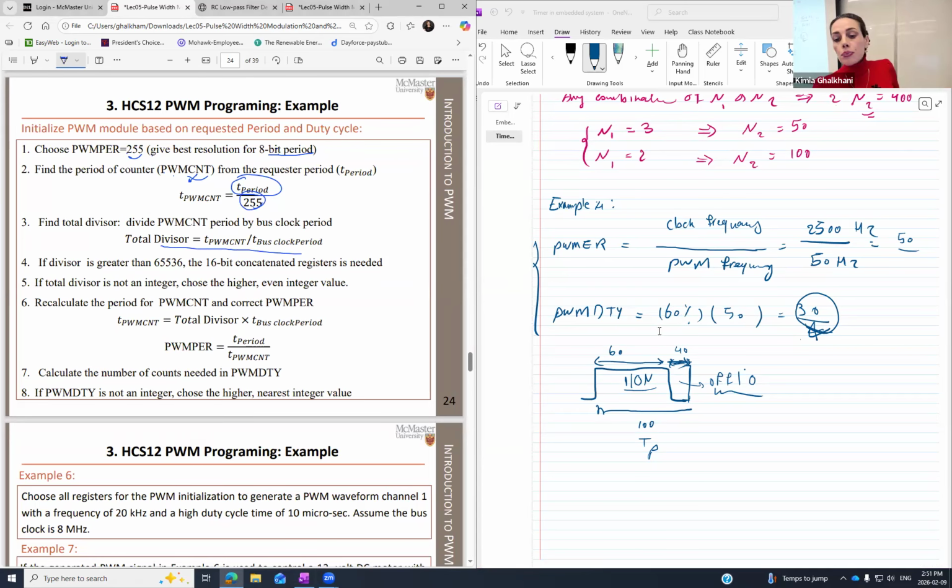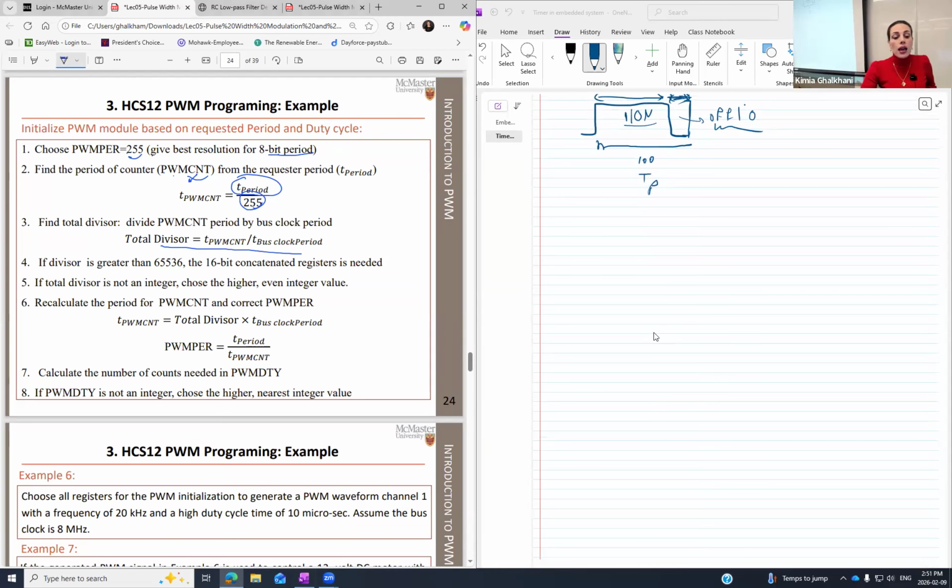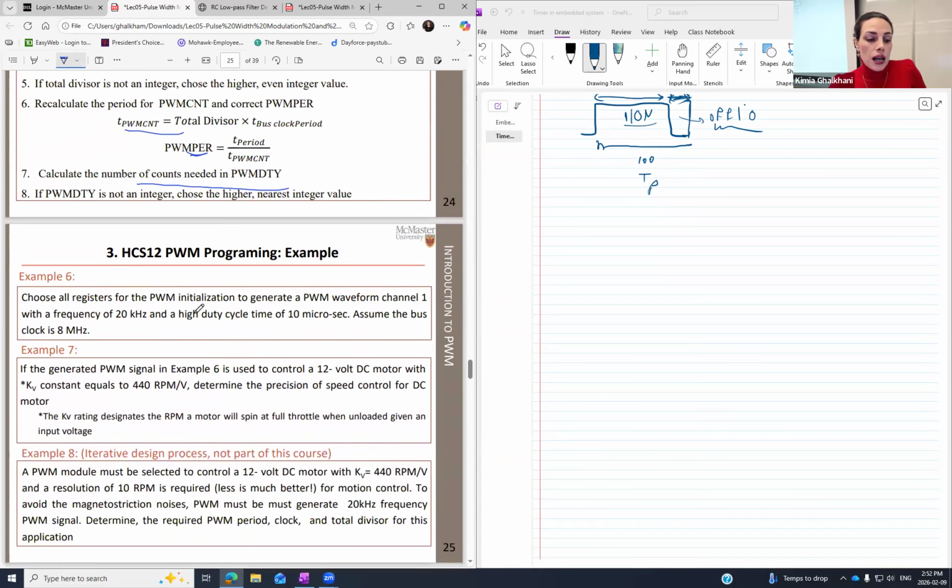So then if I'm going to find out the divisor, the total divisor, we have only one equation in here. And I'm going to practice this one inside one example for you instead of just looking at this slide. Therefore, we are planning to look at the period of counter. T stands for the time, which is the period of the counter. And then the total divisor means the period by the bus clock. And then we are going to have the PWM PER, which is going to be again the clock period. And finally, we can calculate the number of counts.